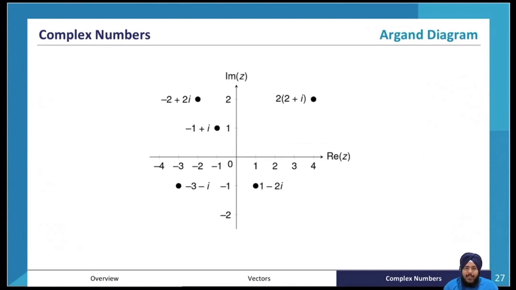So here are a few examples already. For example, negative 1 plus i. Negative 1 is the real component, so it will be over here. And then the imaginary component is i, so plus 1. So that's why we put it here.